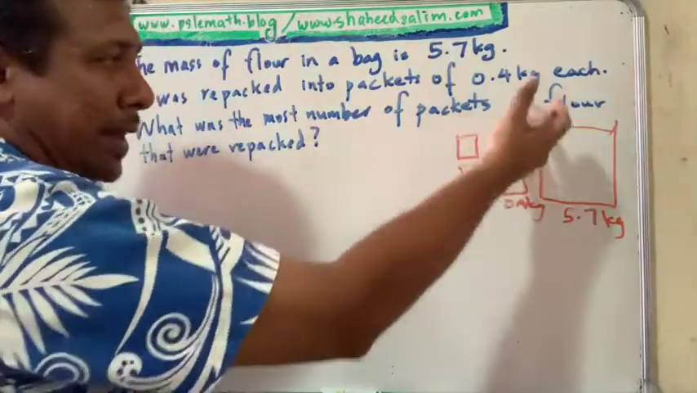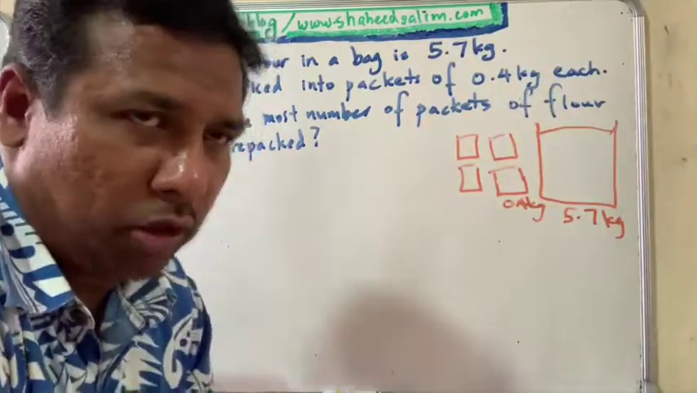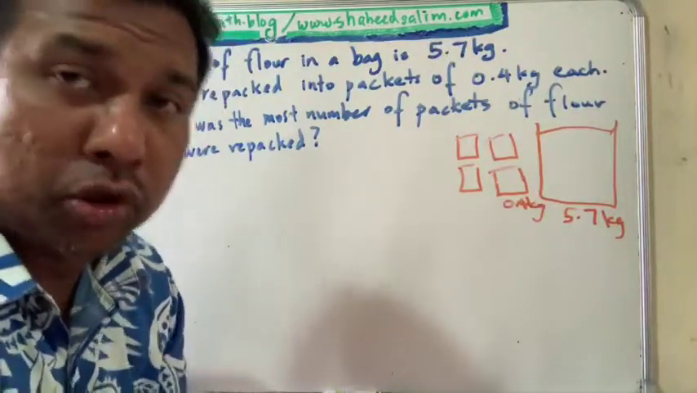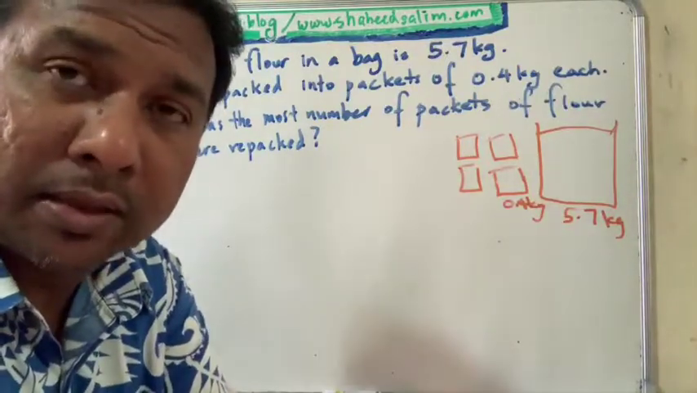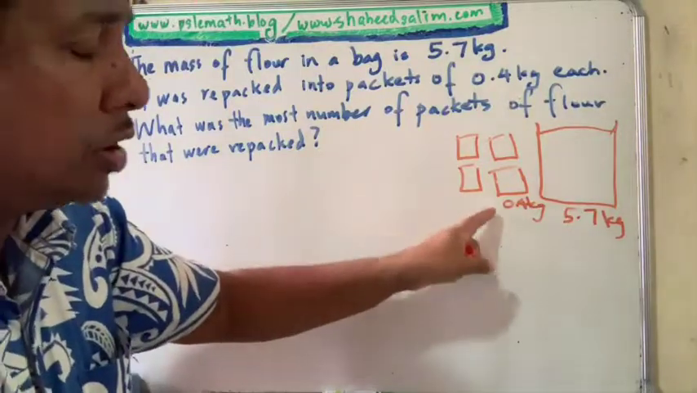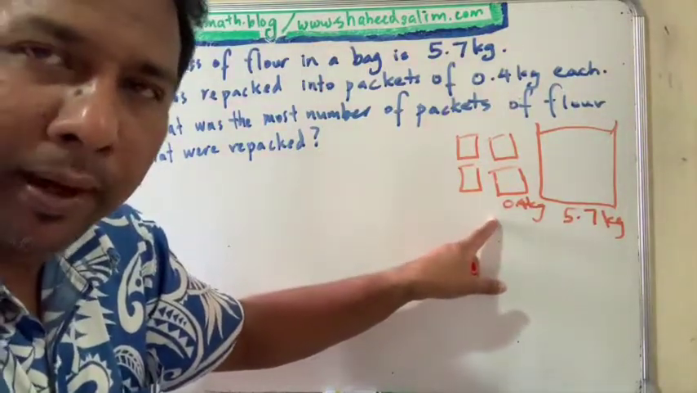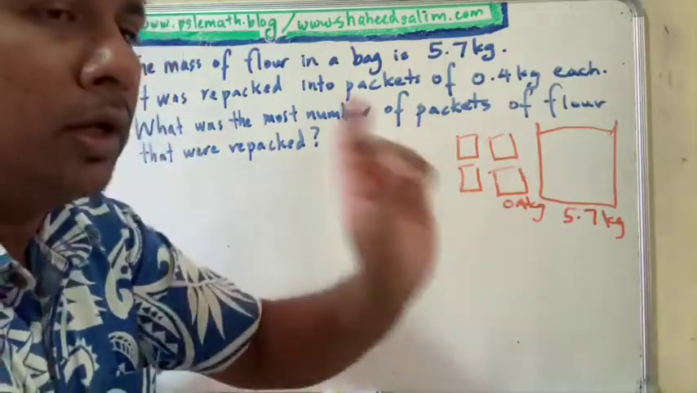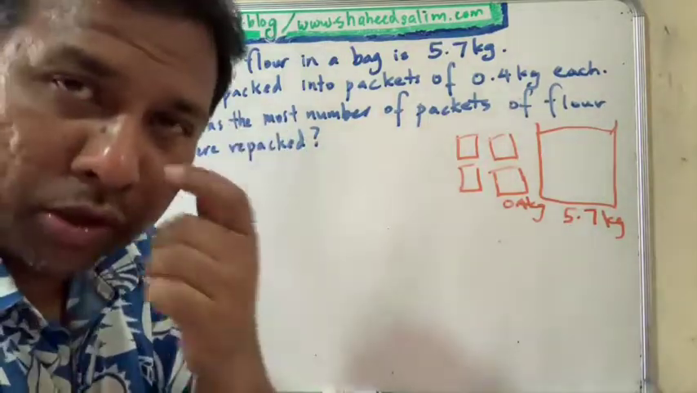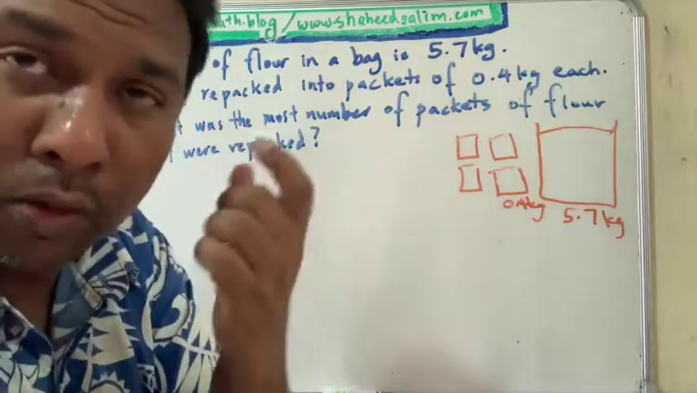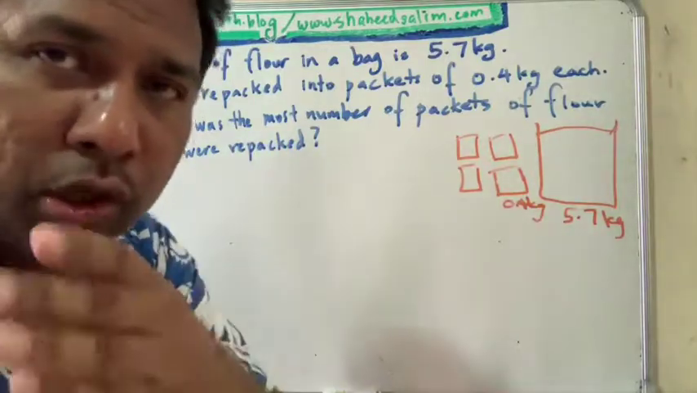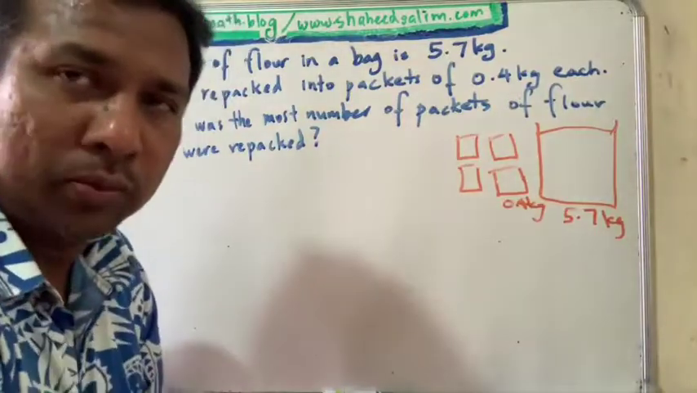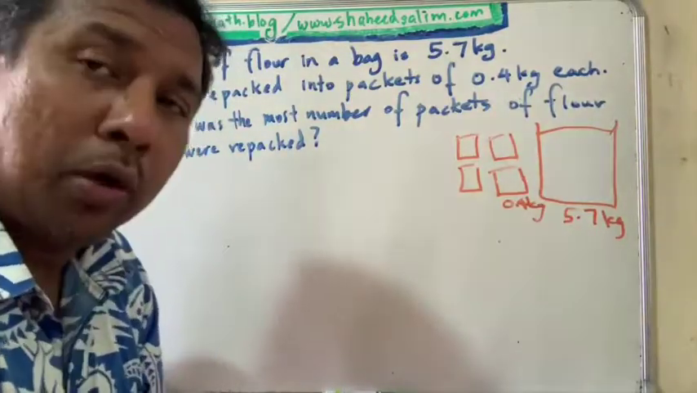If there is any balance, let's say 0.2 kg or 0.1 kg, that packet cannot be counted, because you're not going to sell your customers less than 0.4 kg of flour in a pack, right? It's not fair. You've got to make sure that every packet is 0.4 kg, and if it does not meet the mass of 0.4 kg, you're not going to include that as one of the packets to be sold. So how do we do it?